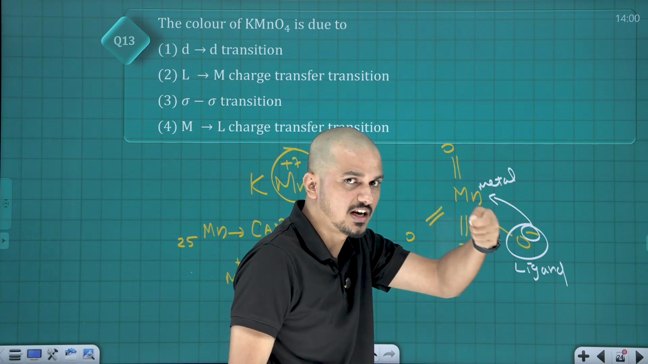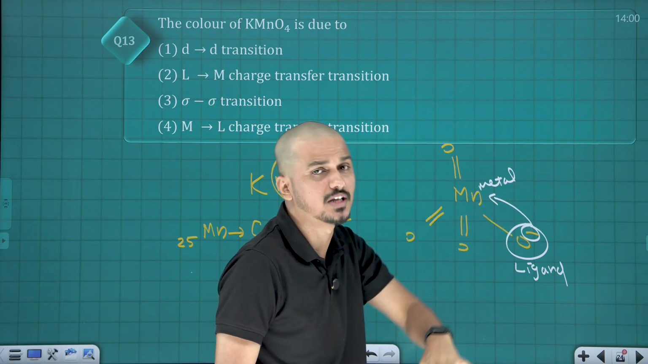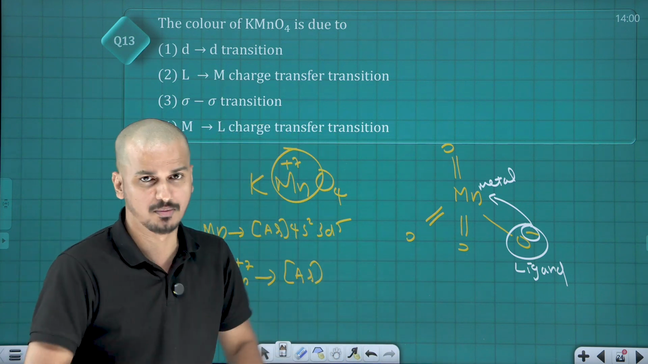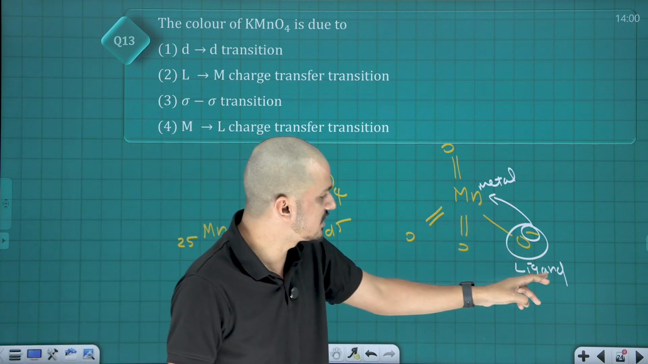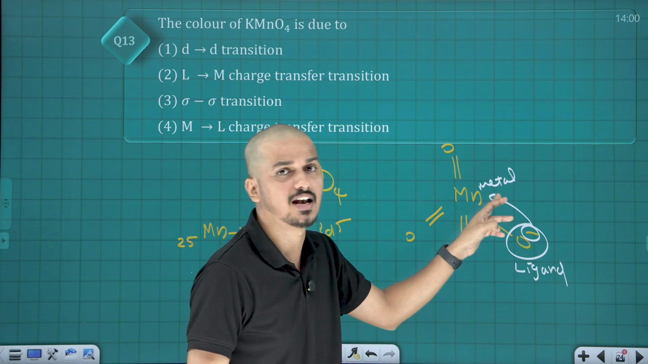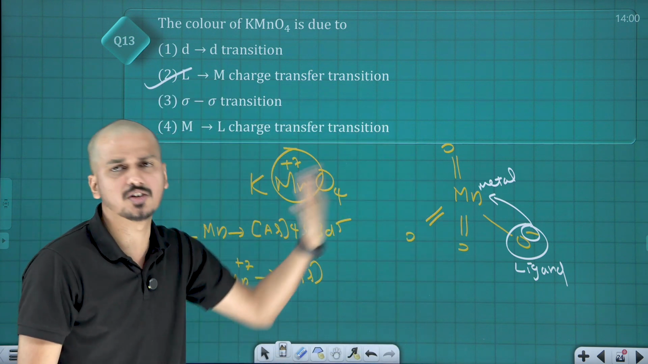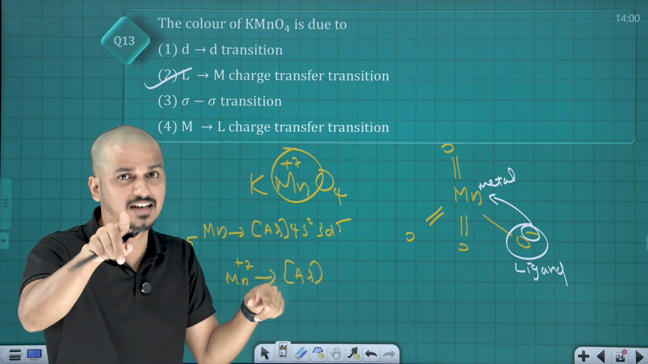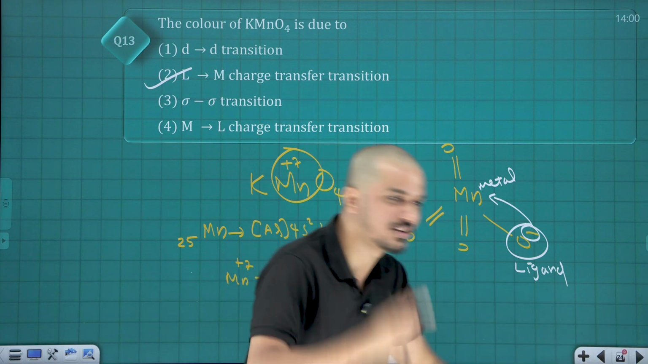Then that electron will absorb the energy and go to the excited state. It will come back to the normal state by emitting whatever energy it absorbed. That wave they emit, the complementary color they emit. So what's the reason behind the color of MnO4 minus? Ligand to metal charge transfer. The same thing happens in K2Cr2O7 also. Not d-d transition. d-d transition means they should contain unpaired d electrons. Keep that idea in mind.